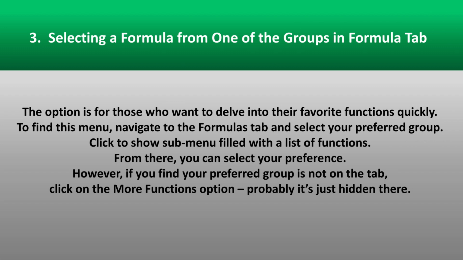Selecting a formula from one of the groups in Formula tab. The option is for those who want to delve into their favorite functions quickly. To find this menu, navigate to the Formulas tab and select your preferred group. Click to show sub-menu filled with a list of functions. From there, you can select your preference. However, if you find your preferred group is not on the tab, click on the More Functions option, probably it's just hidden there.